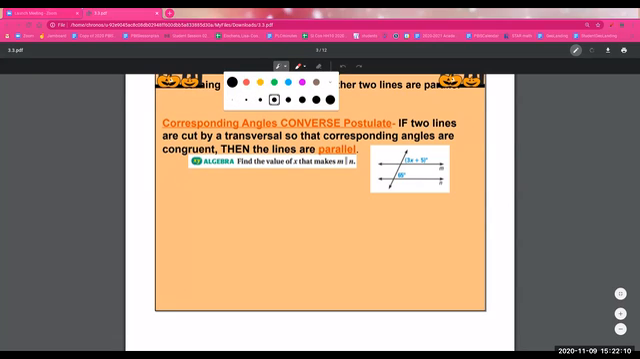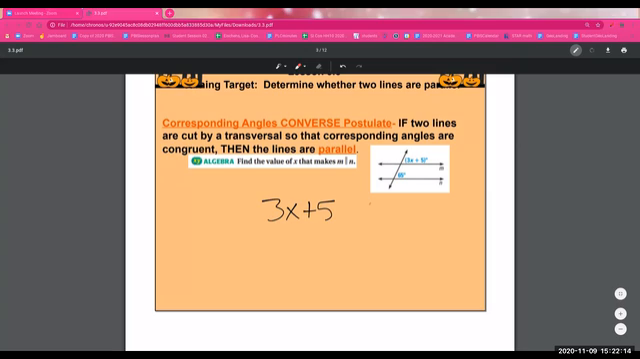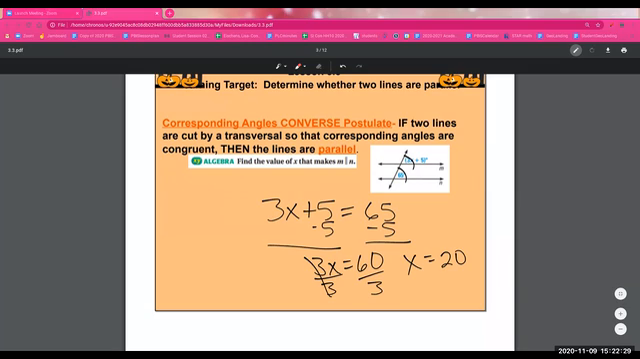So we would take the two angles, 3x plus 5, and the other angle, 65. If they're corresponding angles, those are congruent, which means the measures are equal. So 3x equals 60. So x equals 20. And that would be your answer.